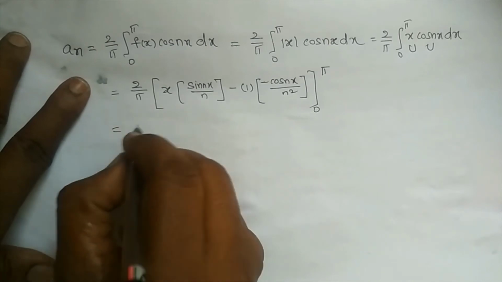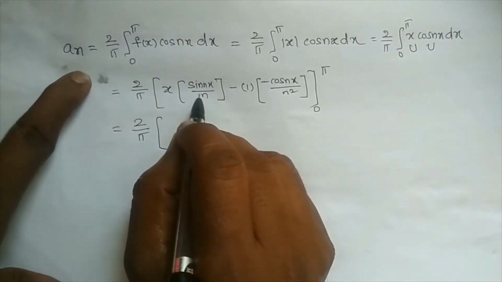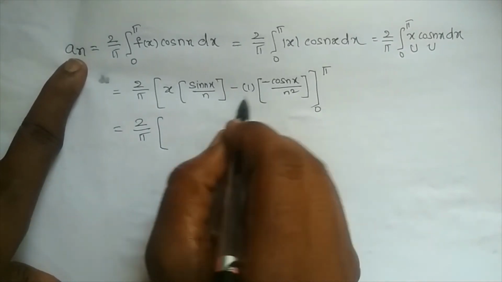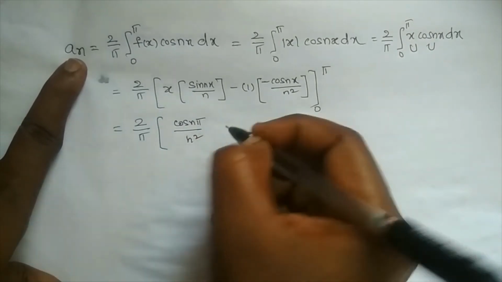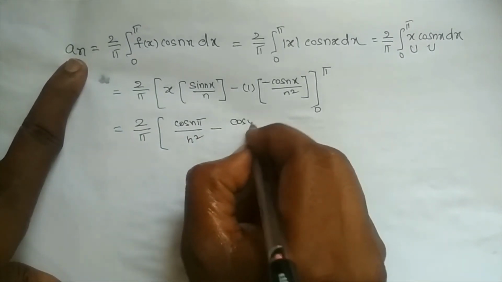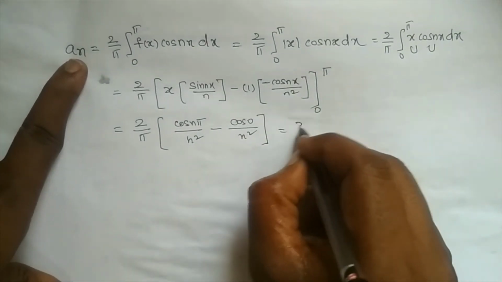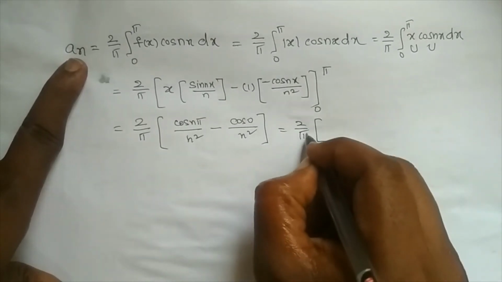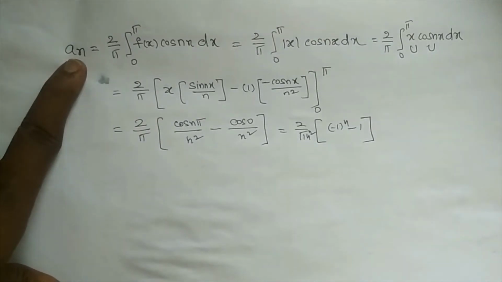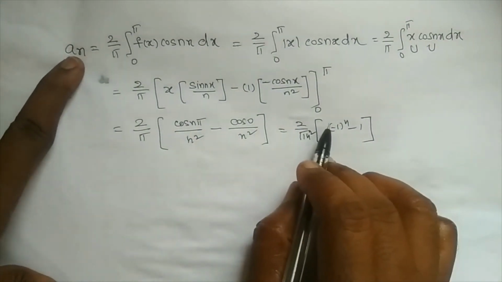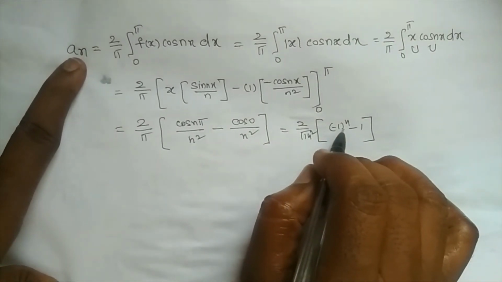Here I am neglecting the sine terms because sin n pi is 0 and sin 0 is 0. So I can neglect this one, only I am taking this one. Minus into minus is plus. Cos n pi by n square is the first limit, and cos 0 by n square is the second limit. So 2 by pi into 1 by n square is common, minus 1 whole to the power of n minus 1, which is valid only for n odd.